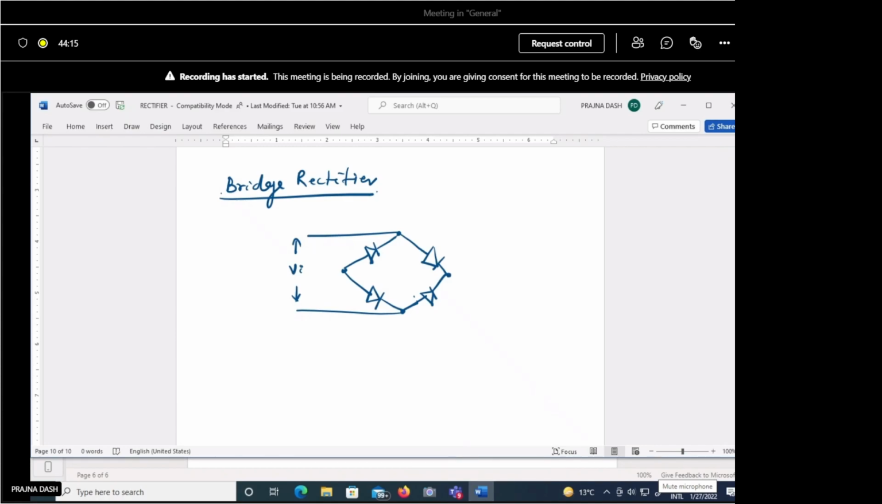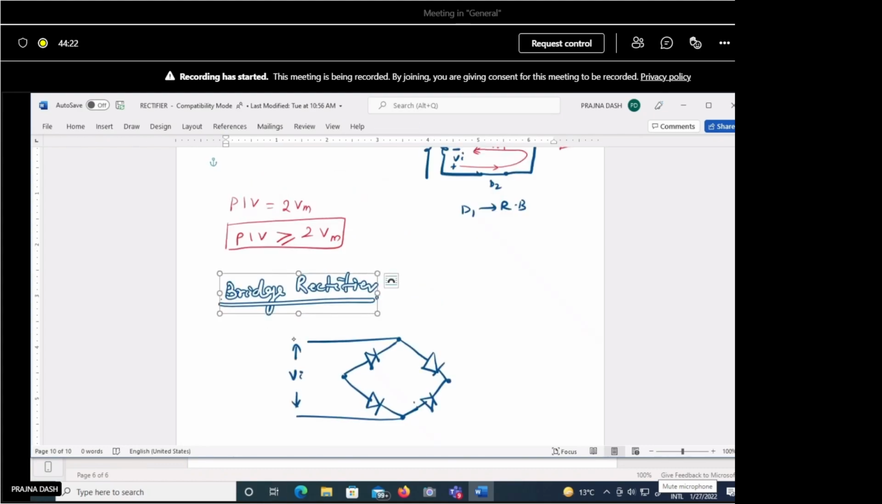This Vi will be given through the transformer, which we can also consider. You can use a transformer here. So this is the Vi, and the output load will be connected across these two terminals. You can draw the load here. One terminal will be grounded.